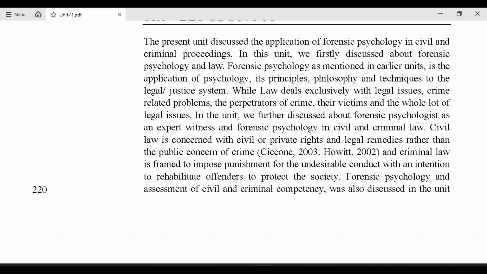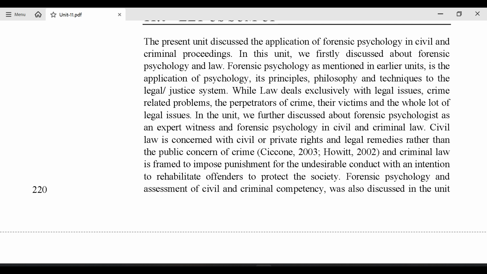While law deals exclusively with legal issues, crime-related problems, the perpetrators of crime, their victims and the whole lot of legal issues. In the unit, we further discussed the forensic psychologist as an expert witness and forensic psychology in civil and criminal law. Civil law is concerned with civil or private rights and legal remedies rather than the public concern of crime, and criminal law is framed to impose punishment for undesirable conduct with an intention to rehabilitate offenders and protect the society.